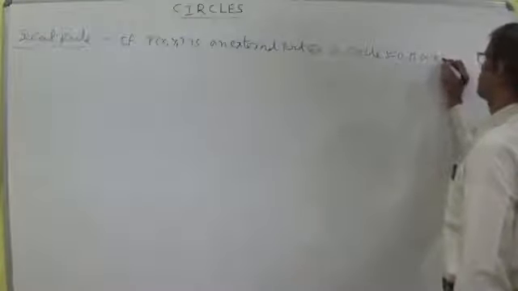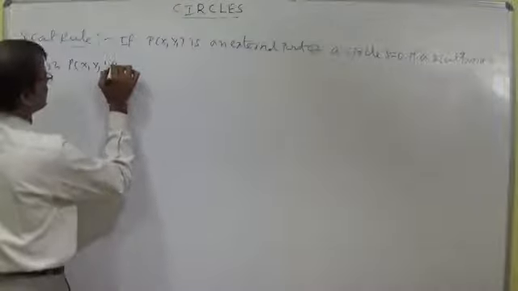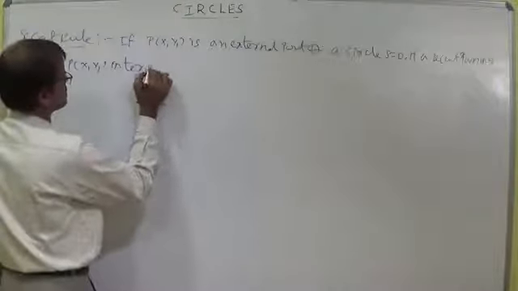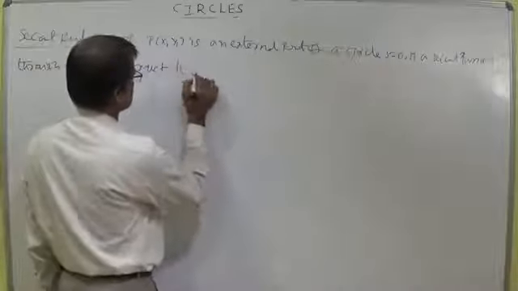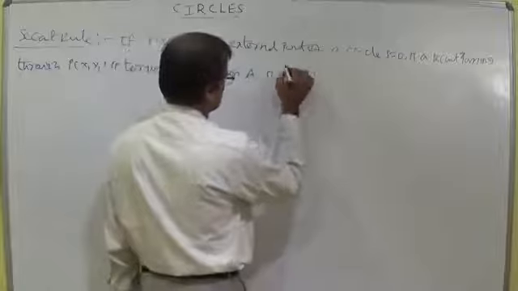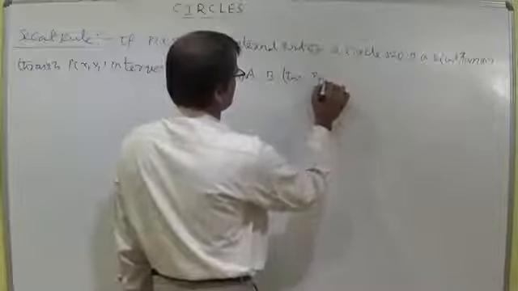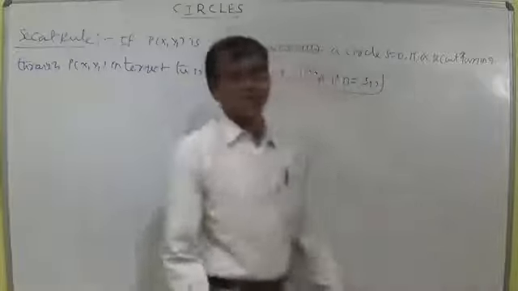you should write it like this: if a secant passing through P(x1, y1) intersects the circle at A and B, then PA · PB = S11. This is the secant rule.